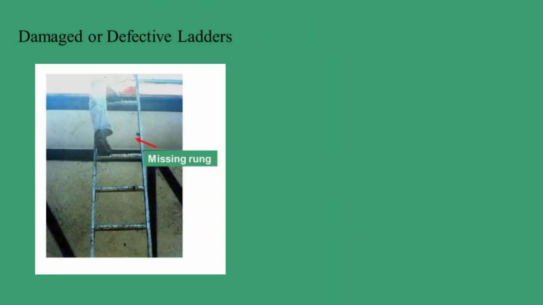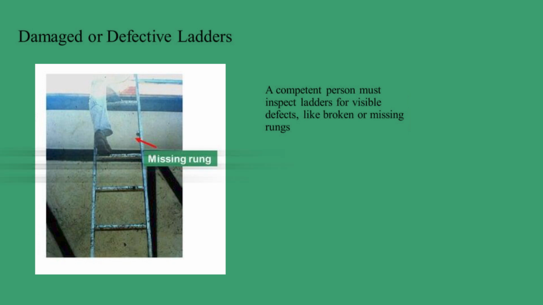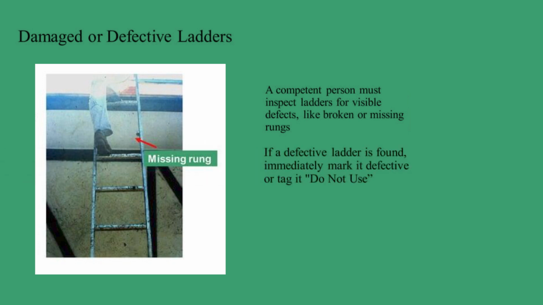Damaged or defective ladder. A competent person must inspect the ladder for visible defects like broken or missing rungs. If a defective ladder is found, immediately mark it defective or tag it do not use. Withdraw defective ladders from service until repaired.